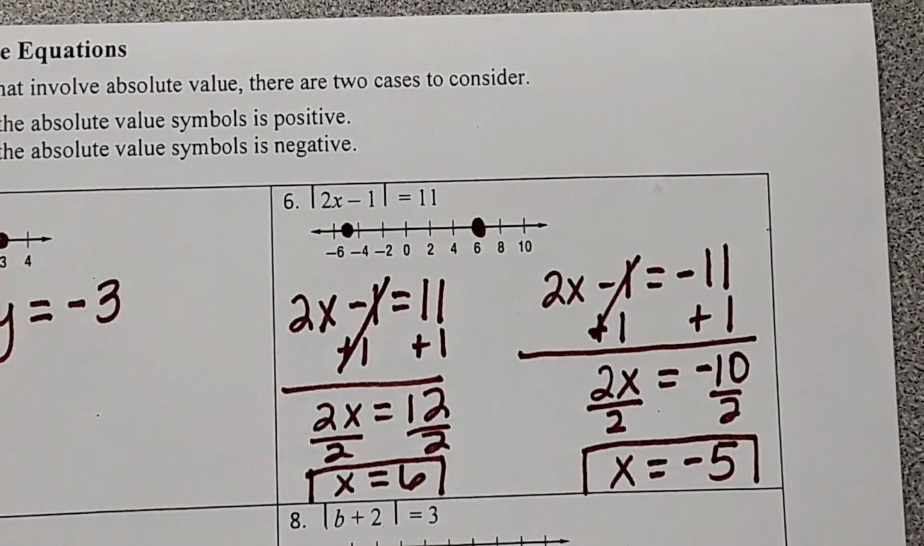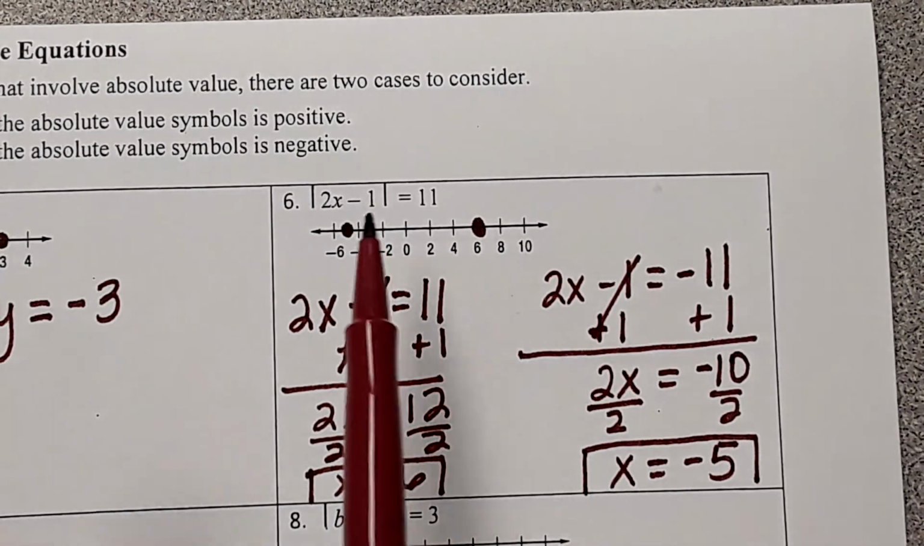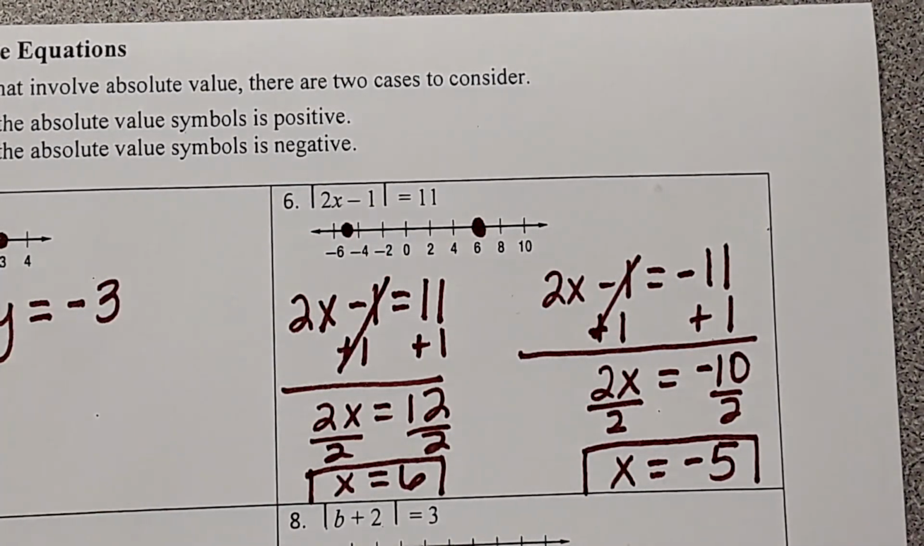So we're basically finding x. There are 2 different x's that would make this true. So you have to find both of them because inside could be a negative or a positive.